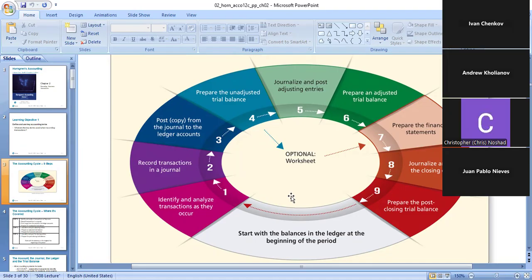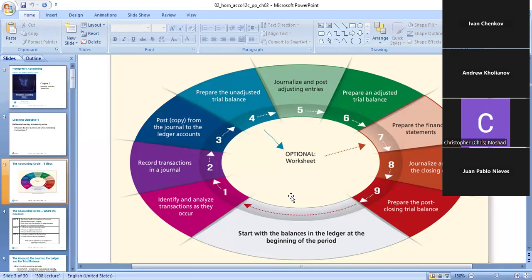They're always a starting point. After that, the events start happening. Which is the event? The event is we have to identify and analyze the transaction. Is this transaction part of the entity? Is it part of the business? Do we have to record it? And if we have to record it, we're going to record that transaction in the journal.